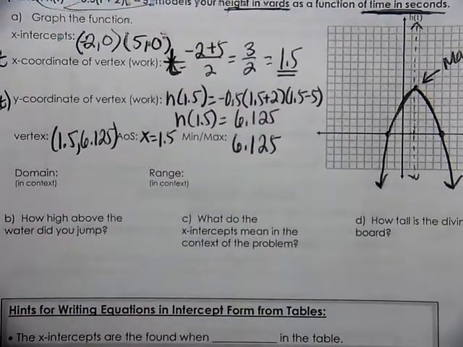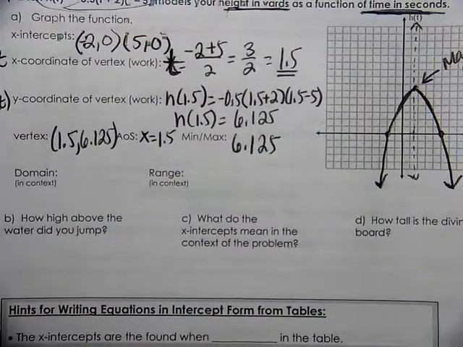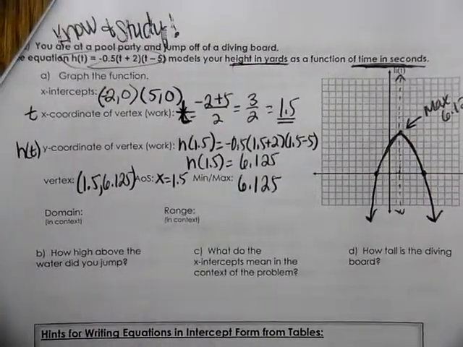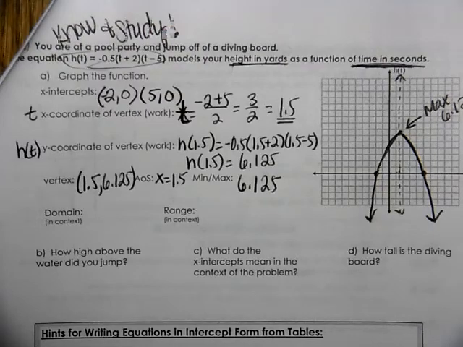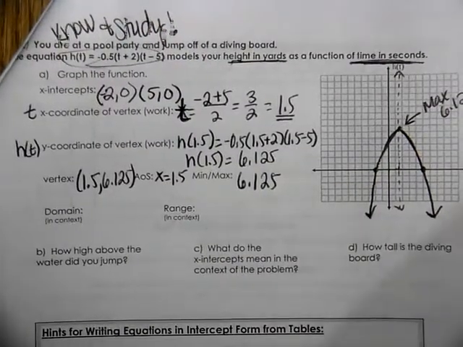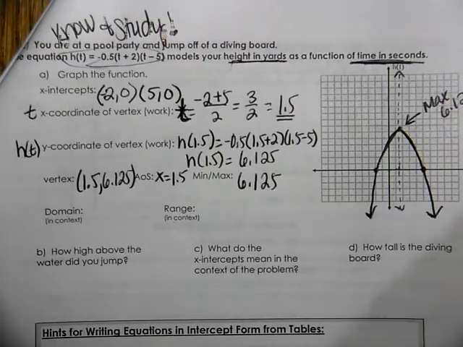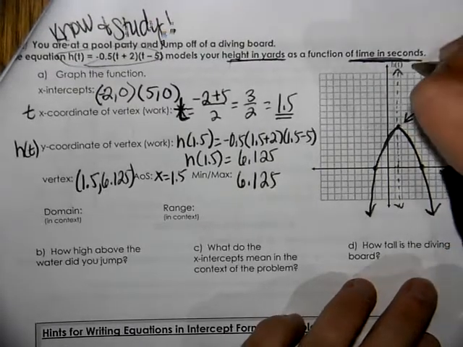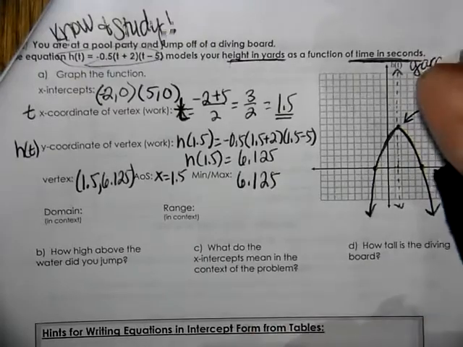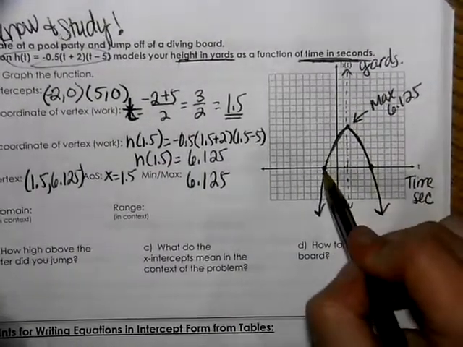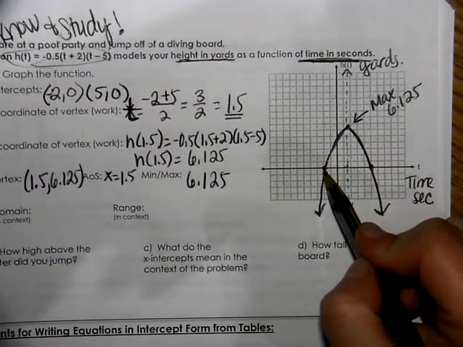All right, so domain in context and range in context. Let's remind ourselves of what's going on here. It says you're at a pool party and you jump off a diving board. If you're jumping off a diving board, what does that mean? Where are you jumping off of that diving board? So t is time in seconds, and this is h(t) in yards. Does it make sense for us to say that we started right here?